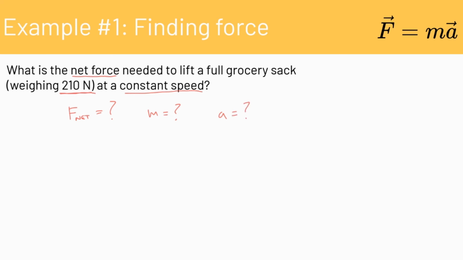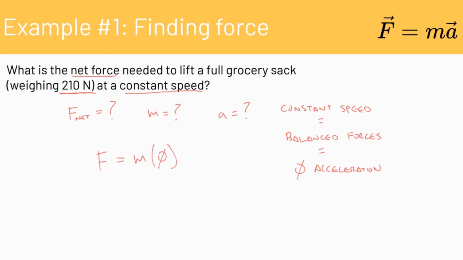In the problem, we're given a constant speed. Constant speed equals balanced forces equals zero acceleration. So in this problem, we have no acceleration. So we have force is equal to mass times zero. It doesn't matter what the mass is in this situation. We have zero acceleration, so our force is going to equal 0 newtons.